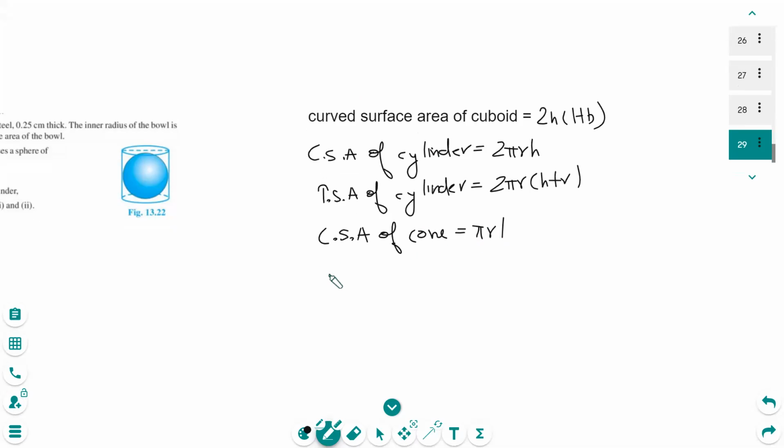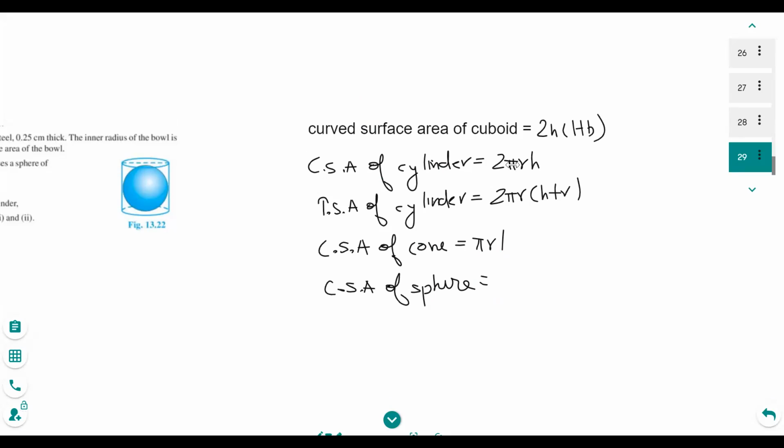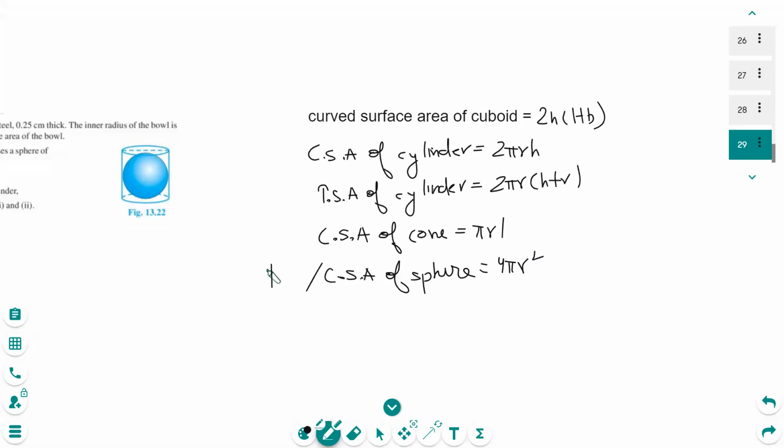Okay, then what is the curved surface area of sphere? Yes, other people, I want answers from those. Sir, 4 pi r square. Good. The formula for curved and the total surface area of sphere is the same.